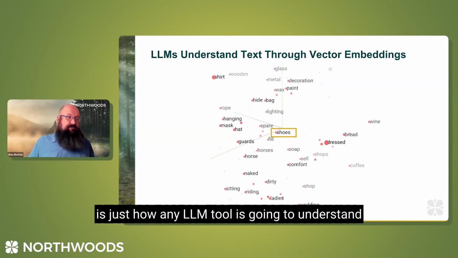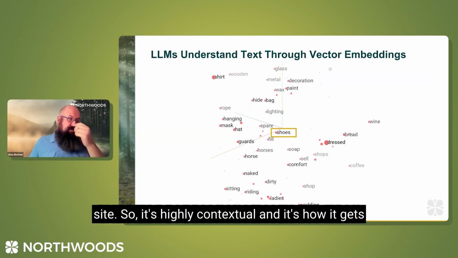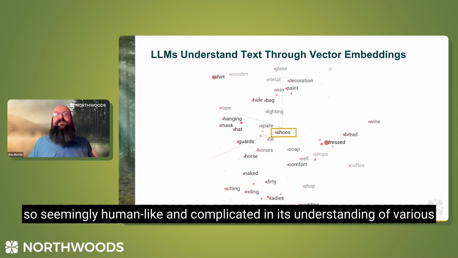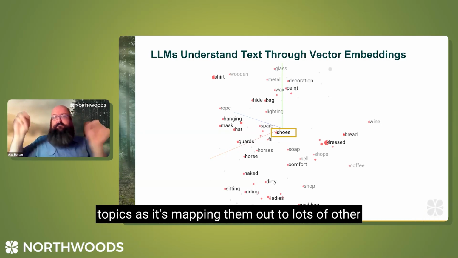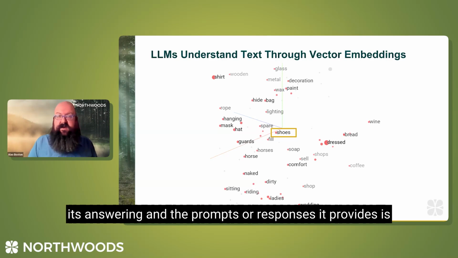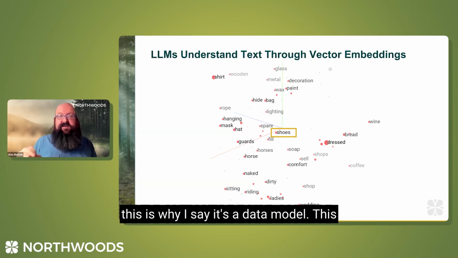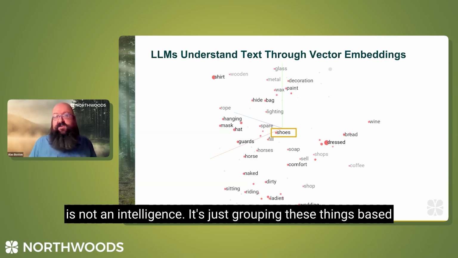This is just how any LLM tool is going to understand your data or the topics you're covering on your site. It's highly contextual, and that's how it gets seemingly human-like and complicated in its understanding of various topics, as it maps them out to lots of other adjacent ideas. How it can get so sophisticated in its answers, and in the prompts or responses it provides, is through this understanding of your topics and content. This is why I say it's a data model. This is not an intelligence.